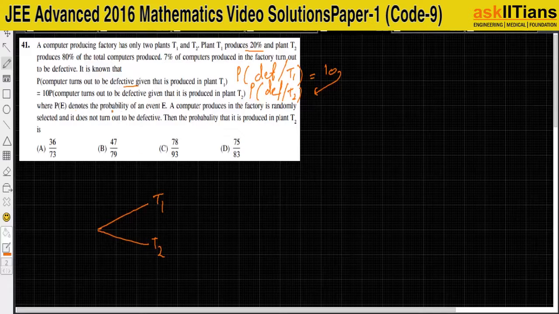Now P(E) denotes the probability of an event where a computer produced in the factory is randomly selected. So one computer produced in this factory is randomly selected and it turns out to be defective. Alright, so let's find out. Suppose there are 2 cases: either the computer is produced in plant T1 and then it comes out to be defective, or it is produced in T2 and then it comes out to be defective. Now it's given that T1 produces 20% of all, so this is 0.2 probability, and this is 0.8, since T2 produces 80% of the total computers produced.